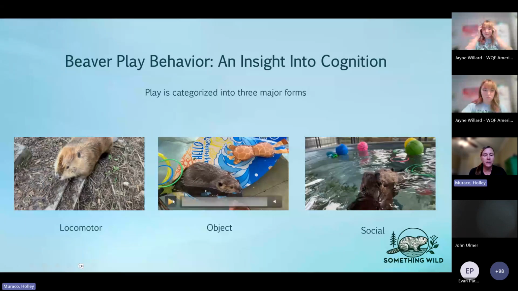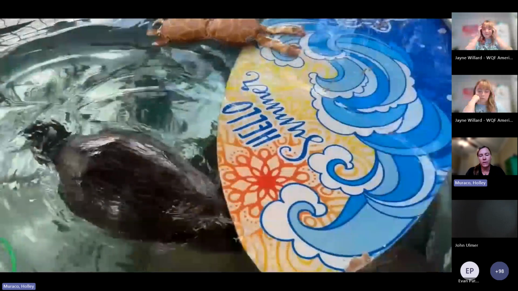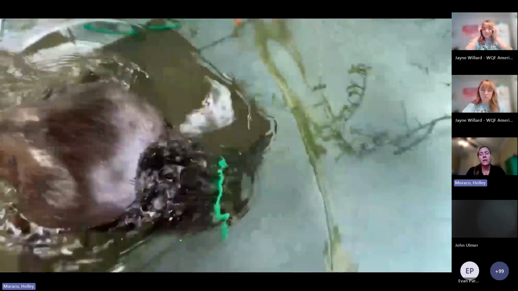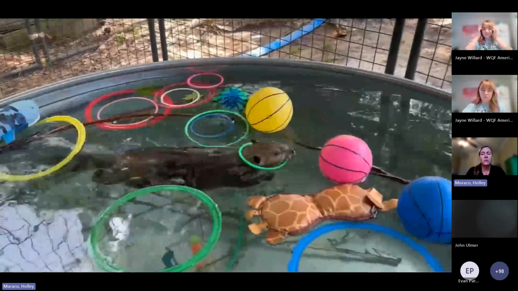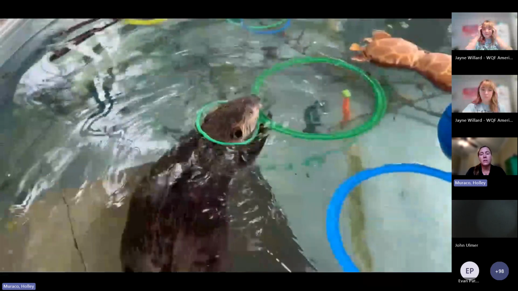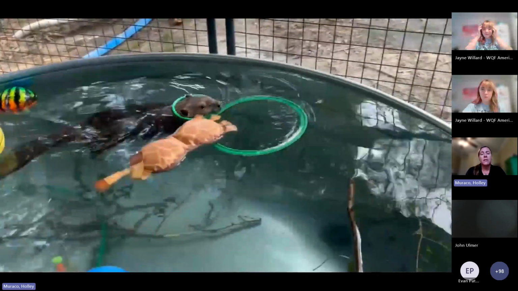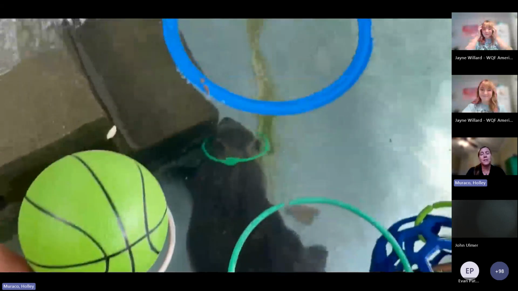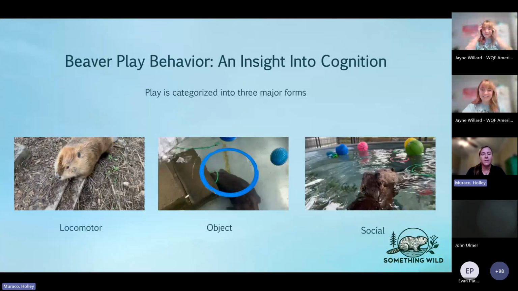And then interacting with objects. We have found that our beavers do quite well with different types of enrichment, and they just absolutely love interacting with objects, even objects that aren't found in their natural habitats. But this is something, beavers are very busy and they have a lot going on. They need to be stimulated, and we have found that these, even though they're man-made objects, that they really enjoy interacting with these things, and it's offering an insight into that cognition. And for whatever reason, they absolutely love going through hoops, wearing hoops, swimming through hoops, interacting with hoops. It's a very fascinating behavior.